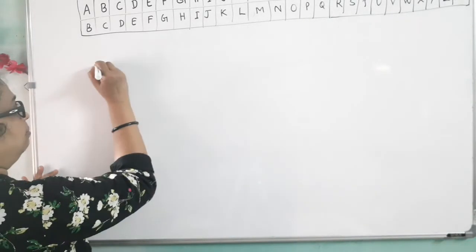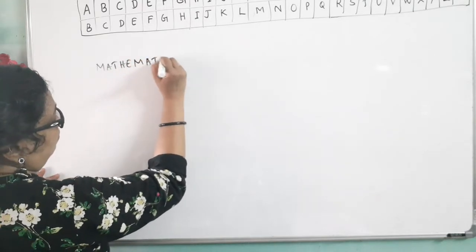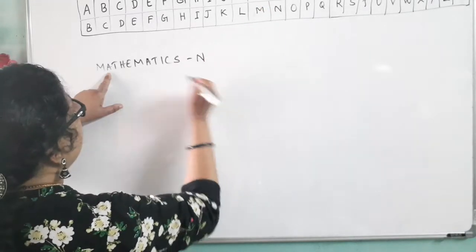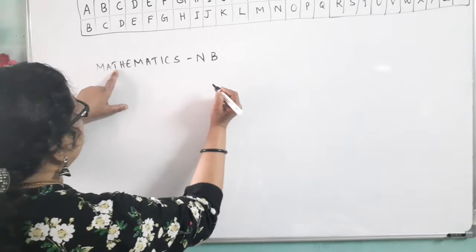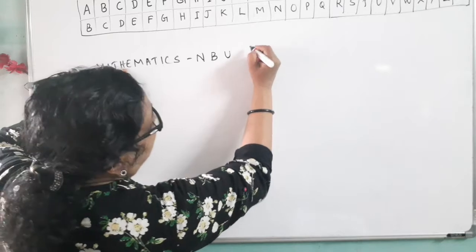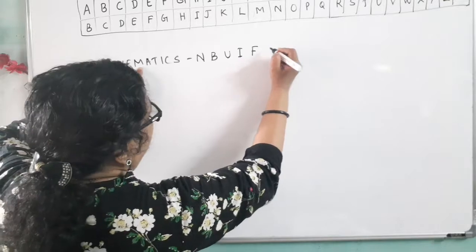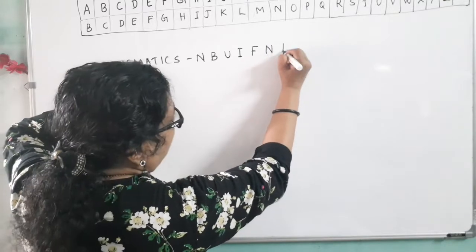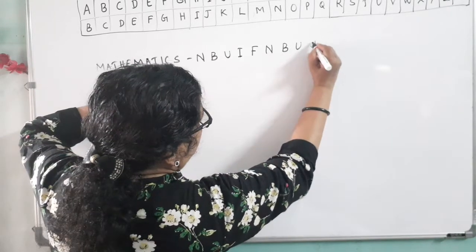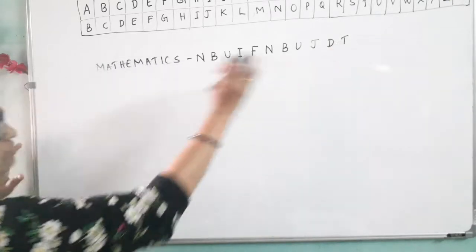So here we can write mathematics. M for N. Then A for B. Then T for U. Then H for I. E for F. So M, N, then A, B, T, U, then I, J, C, D, S, T. In this way you can write.